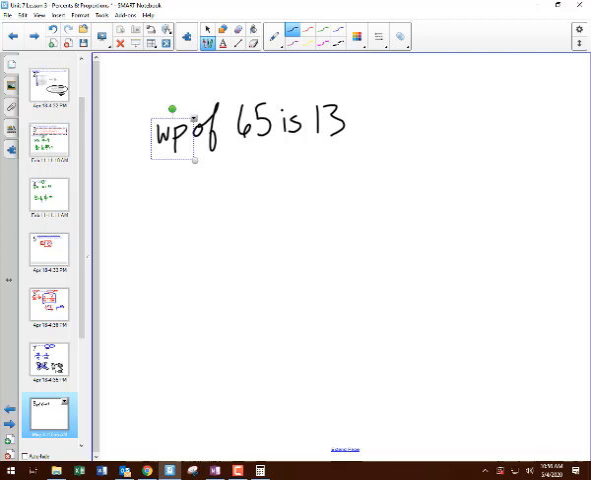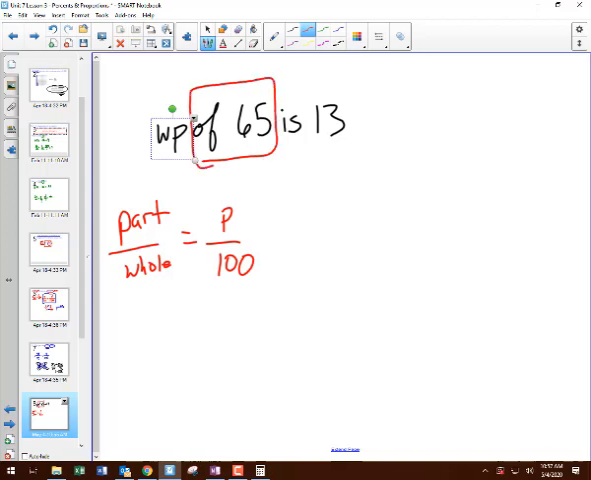So we're trying to find the part and the whole. Remember, the part over the whole equals the percent over 100. What do we have here? Okay, we have a number that immediately follows of. That's our whole, and so that's going to be 65. Is 13, so that's the part of the whole. All right, we're looking for a percent, so we're going to be looking for P. That would be set up over top of 100.